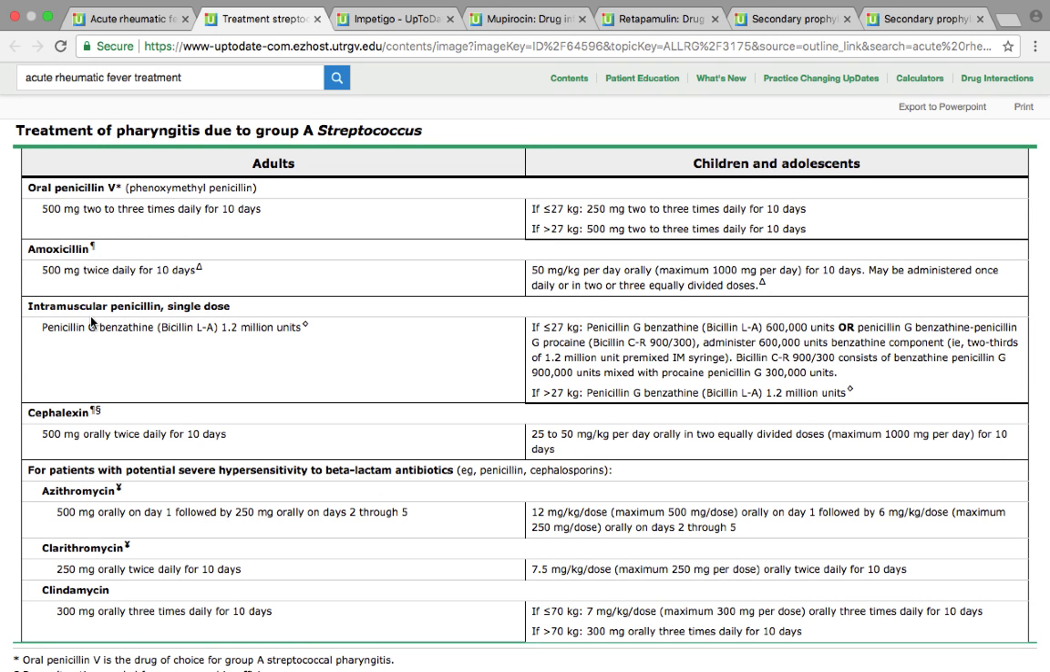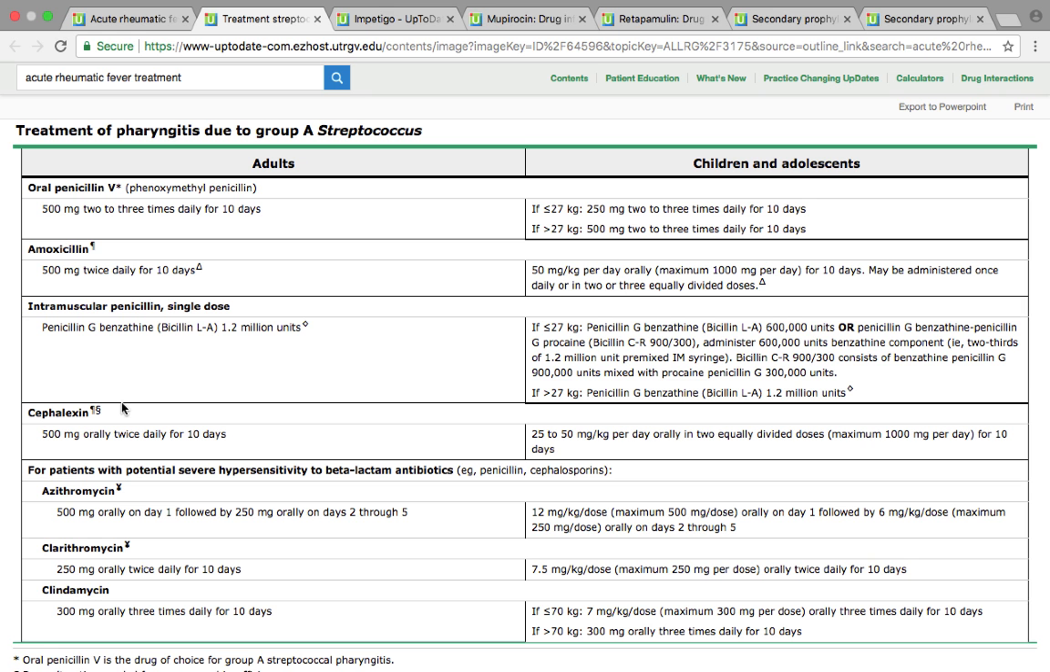But you'll notice that this is going to be your first line, what you're going to want to start with: IM penicillin, single dose. And then if it's not available, if there's a shortage, if for whatever reason the pharmacy doesn't carry it, or you can't get it in your clinics or wherever you're working, then you can go with PO penicillin. So they have the oral Pen V, penicillin V, or amoxicillin, also cephalexin there too.